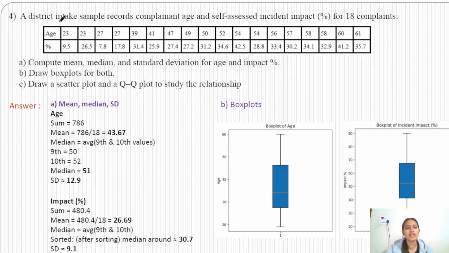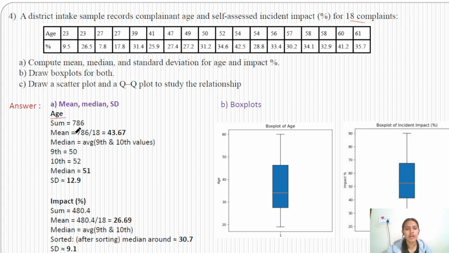Now for this, our district intake sample records complaint age and self-assessed incident impact percent for 18 complaints. This is the data, and now we have to compute mean, median, standard deviation for age and impact percent. We have to draw box plots for both, and we have to draw a scatter plot and a QQ plot to study the relationship. So mean we know, we just need to add these numbers and divide it by 18. We have 18 as our n. So we'll get our mean as 43.67 for age.